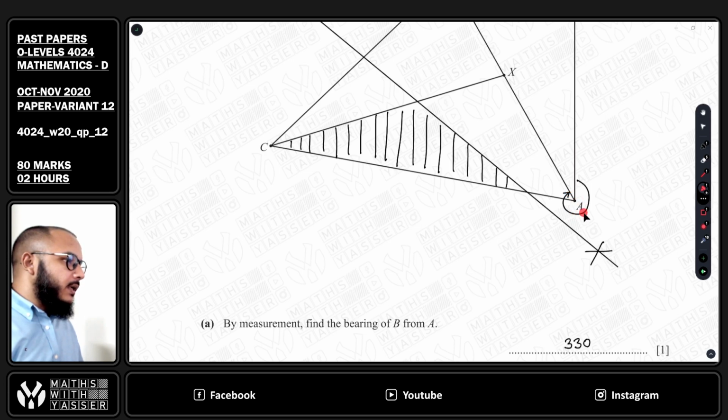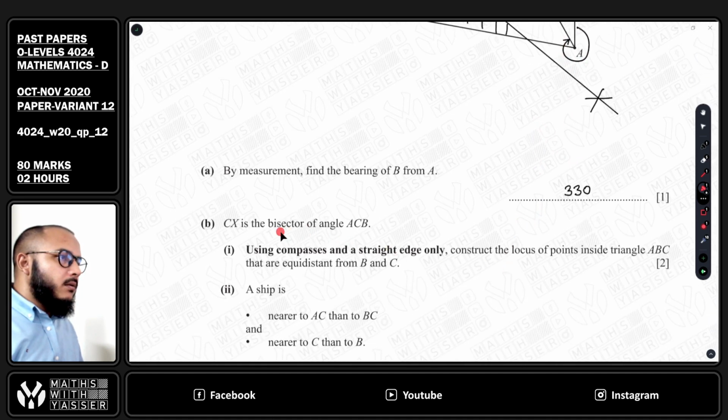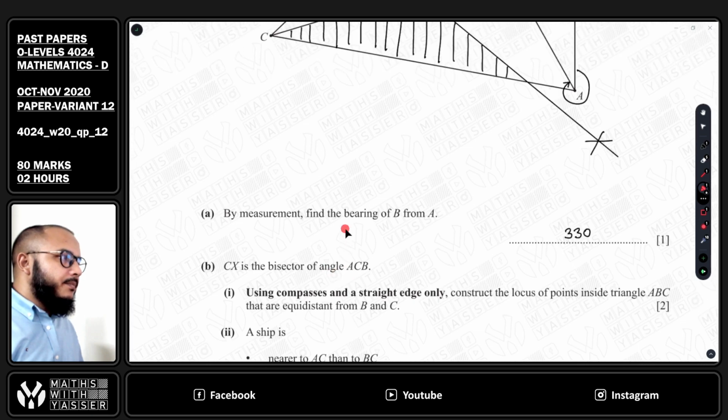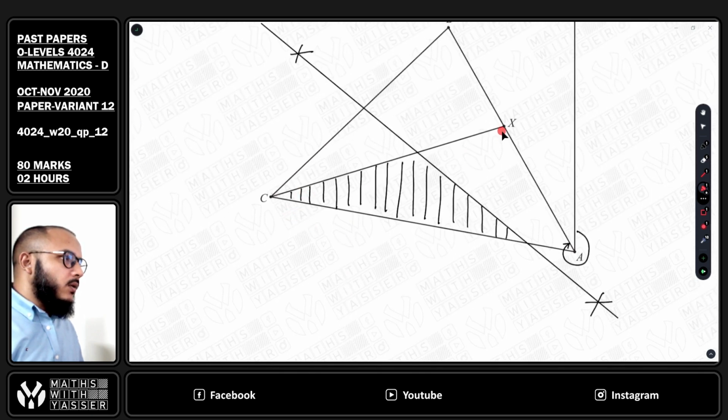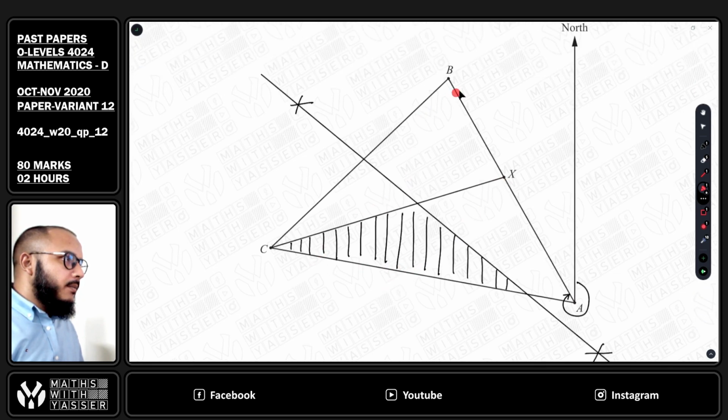The angle will form over here since it says from A. And we know that bearing is counted clockwise starting from north. And if you use your compass, you will get that this is 330. Then we have CX is the bisector of angle ACB. So CX is already provided, and that is the bisector of the angle ACB.